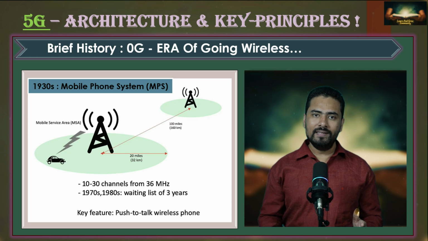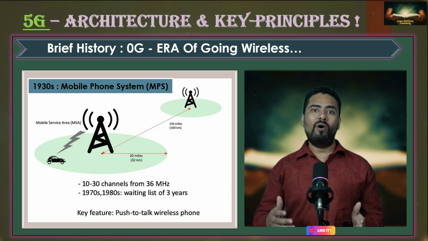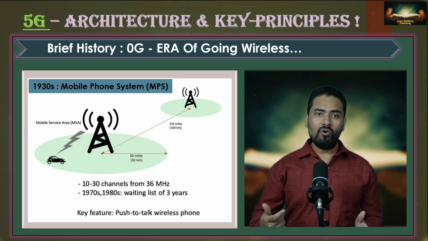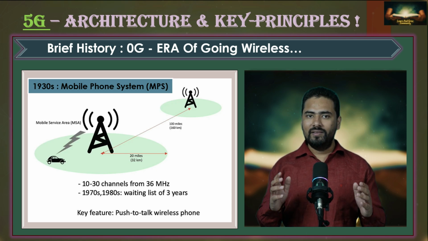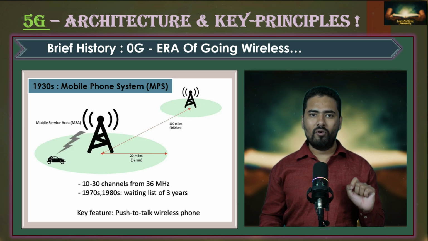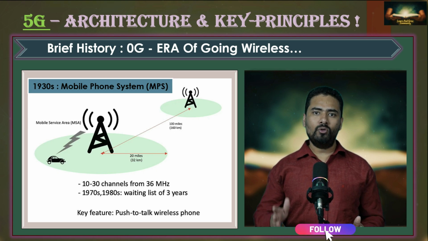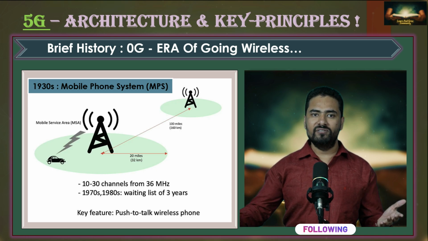By the 1930s, the first mobile phone was invented, and that actually had wireless support. That was the start of the wireless domain, generally called 0G. These mobile phones used very basic features, that is push to talk. The communication happened through two-way radio connections between a network and car-mounted transceivers.